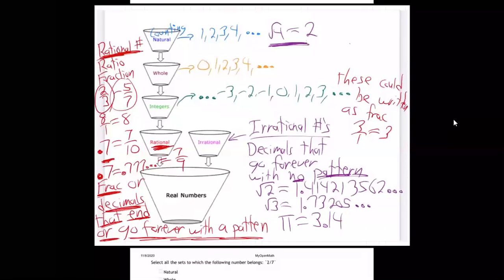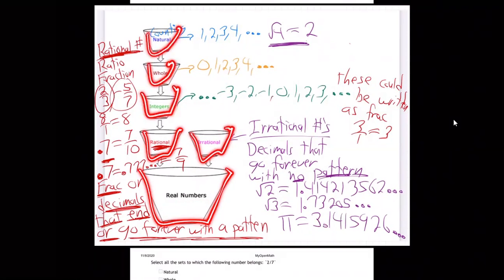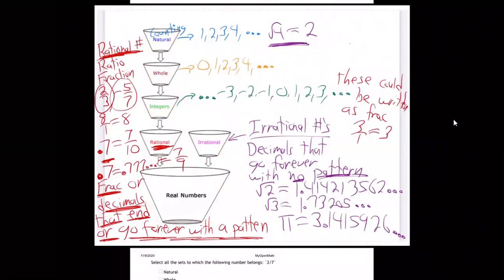You know pi, right? 3.1415926, blah, blah, blah, forever, no pattern. So decimal numbers that go forever with no pattern, those are irrational numbers. And then all of these fit inside of the final dish called real numbers. Do you see how they fit inside of each other? All of these are called the real numbers, both the rational ones and the irrational ones. And inside the rational are the integers, the whole numbers, and the natural numbers.